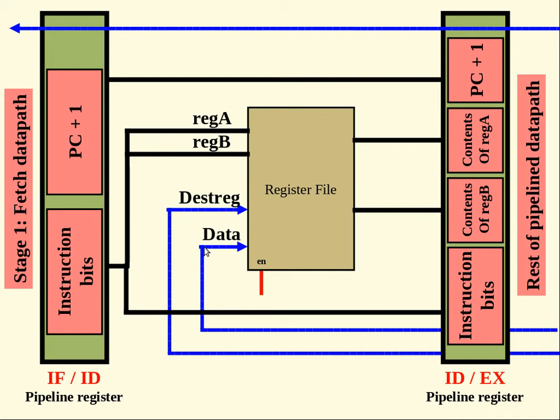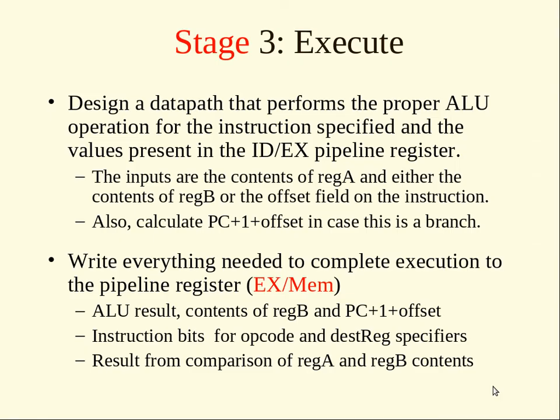So this is the decode stage. It's in between fetch, and what comes next is EX, aka execute. Notice that these registers are labeled by what stages they're between. So IF is instruction fetch and ID is instruction decode. So this is the pipeline register between instruction fetch and instruction decode. And this is the pipeline register between instruction decode and execute.